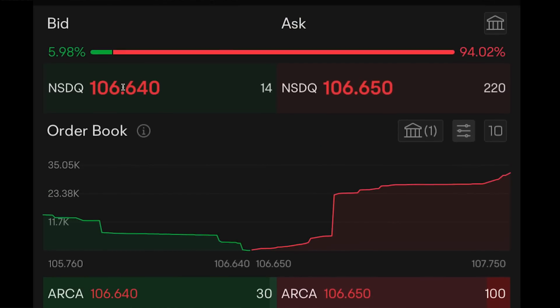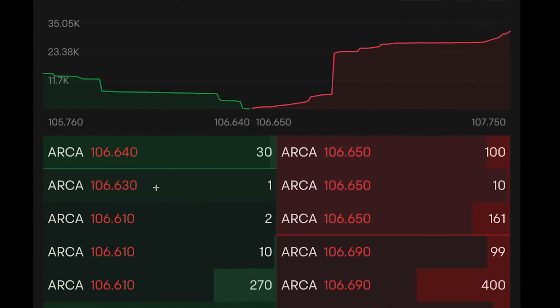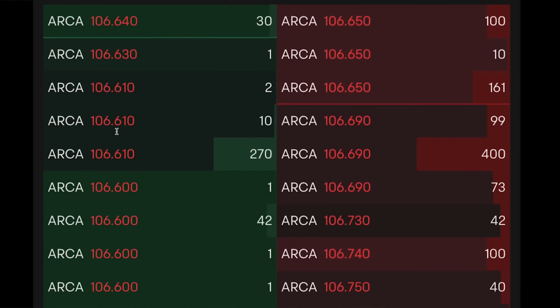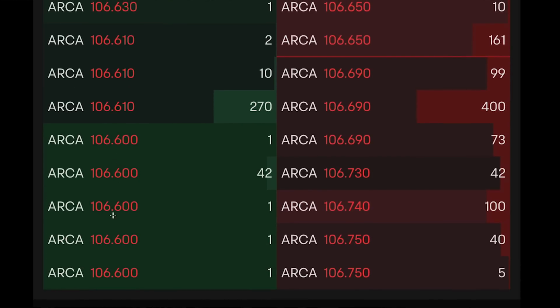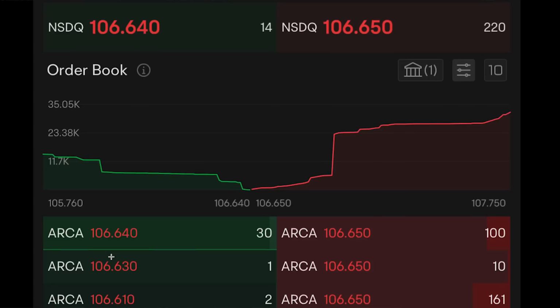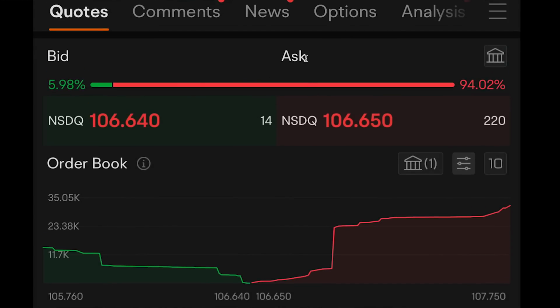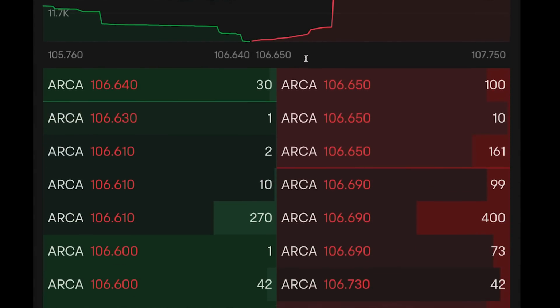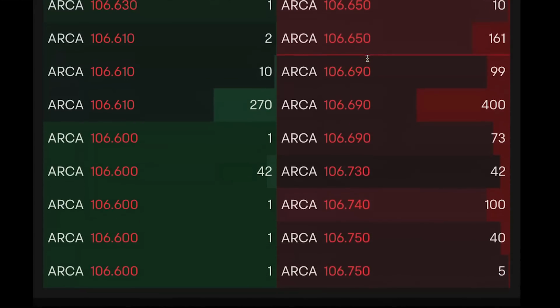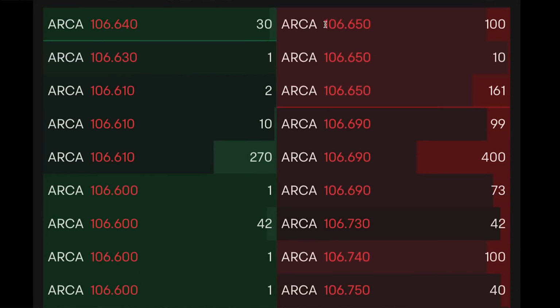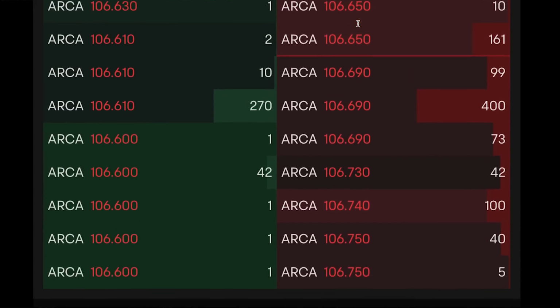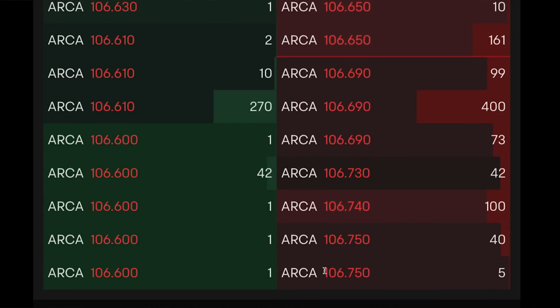Now, since these are buy orders, these are bids, you can see these are decreasing prices. As we go down, the price decreases more and more and more. On the right-hand side, we have the ask. We have the sell orders. So these are going to be increasing prices. Somebody wants to sell at 106.65. And as we go down, we get somebody who wants to sell all the way at 106.75.